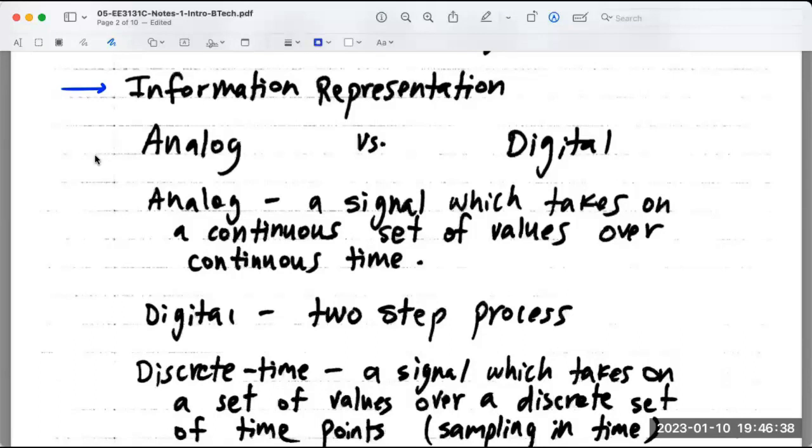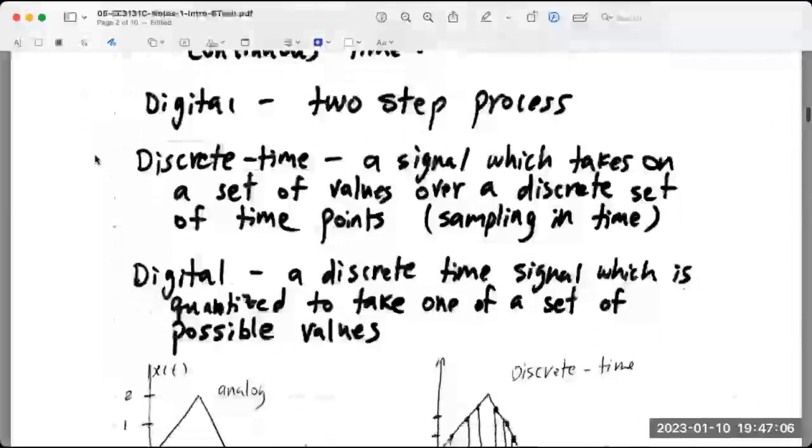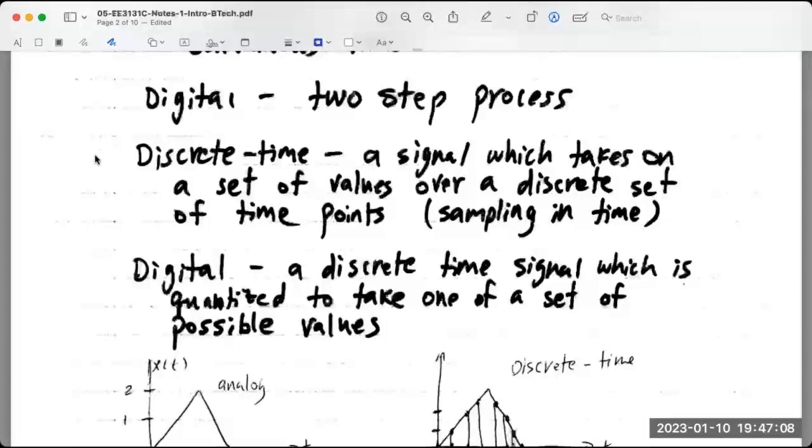Now to go to digital, it's a two-step process. You need to discretize both the time axis and the value axis. When you discretize the time axis, you get a discrete time signal. That's sampling in time, step one. Step two is you discretize in value. That is called quantization. So a discrete time signal is an analog signal sampled in time. A digital signal is a discrete time signal which is quantized in value.